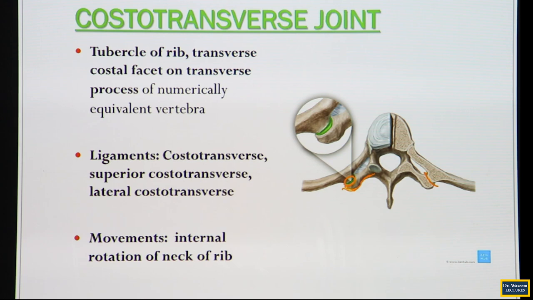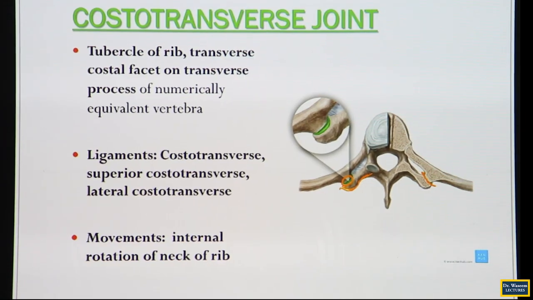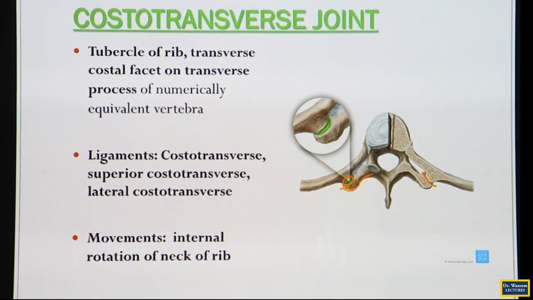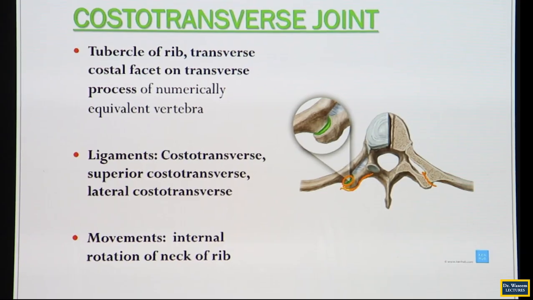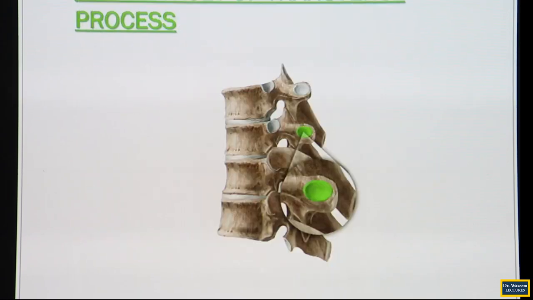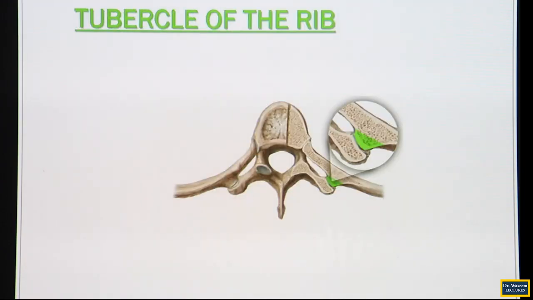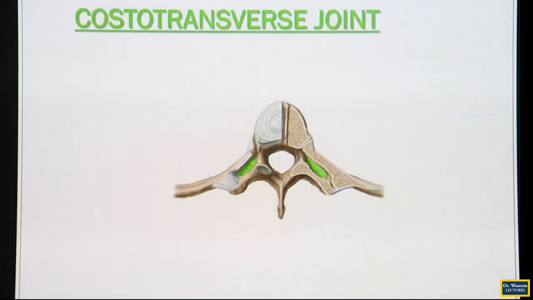All the 12 thoracic vertebrae have their transverse processes bearing facets for the tubercle of the rib, except the last two, the 11th and 12th, which will not have. So the costal facets you are already watching here. Again you are seeing the tubercle of the rib making a joint with the facet at the tip of the transverse process to form a costotransverse joint.